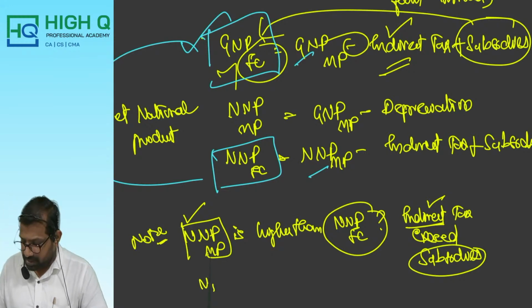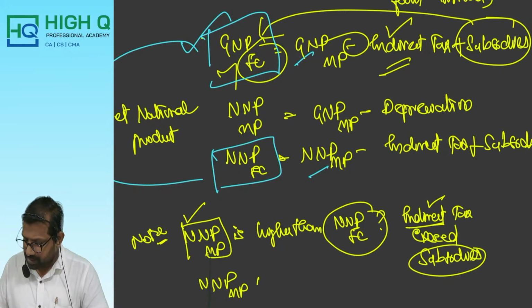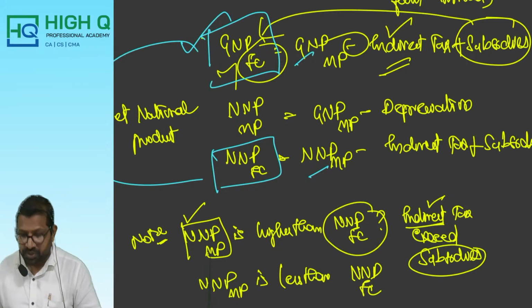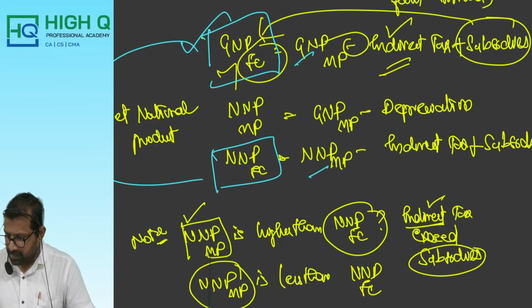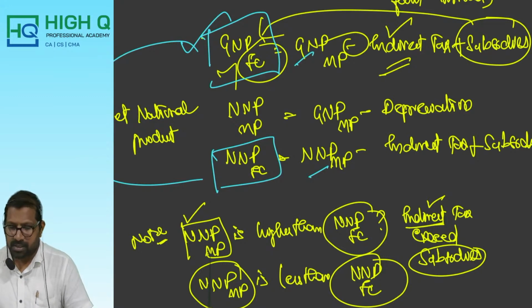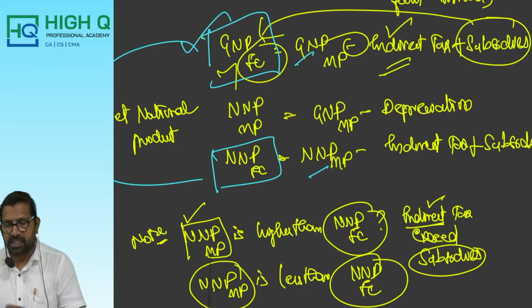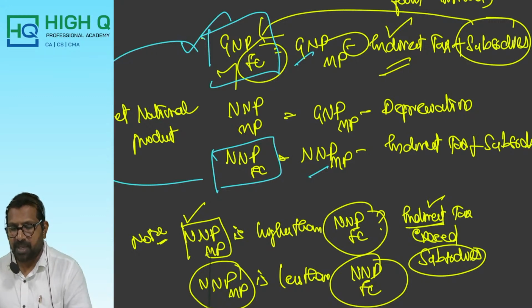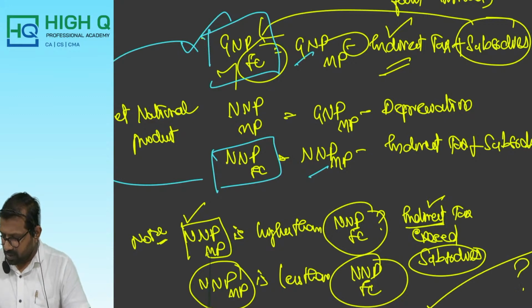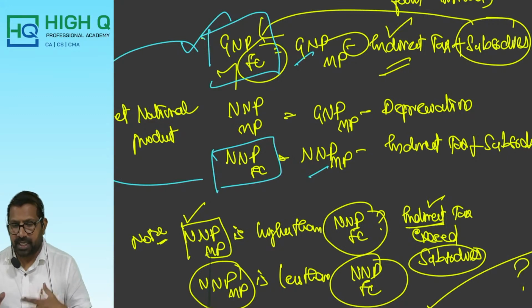In the same way, the second point: NNP at market price is less than NNP at factor cost. Just the opposite, when government subsidies exceed the indirect tax. In such a case, NNP at market price is lesser than NNP at factor cost. So I have explained both in reverse, but only one thing: net national product at market price is always higher than net national product at factor cost. The reason is indirect tax always exceeds subsidies. So till here, what you have discussed is called the national income chapter.